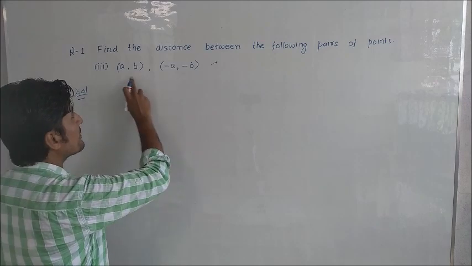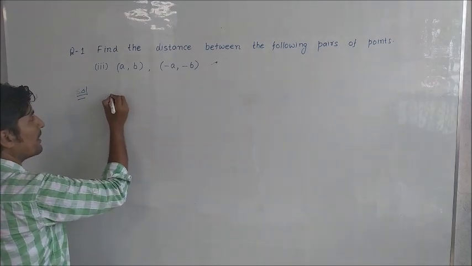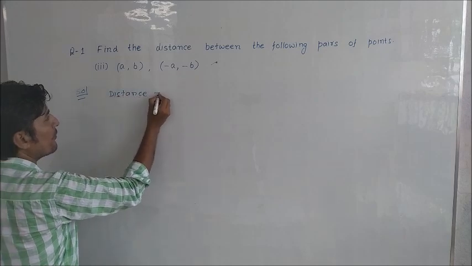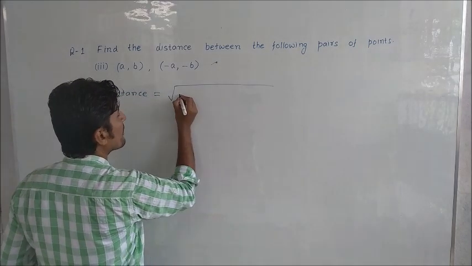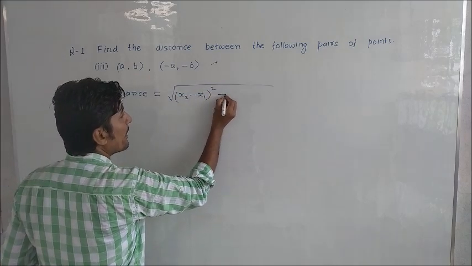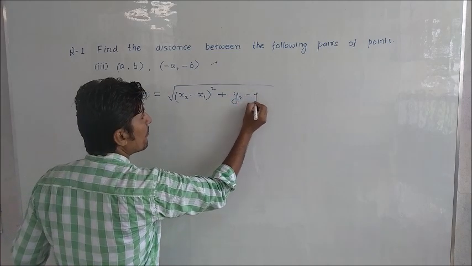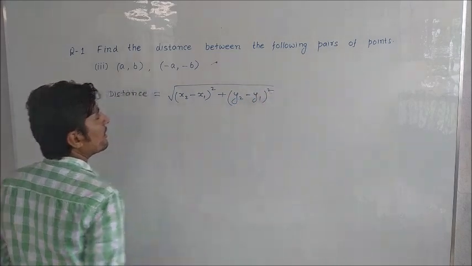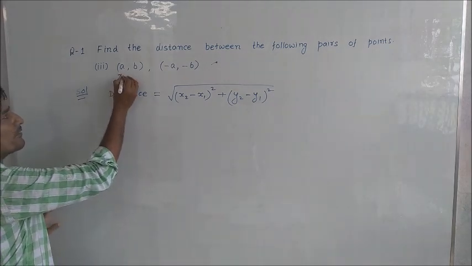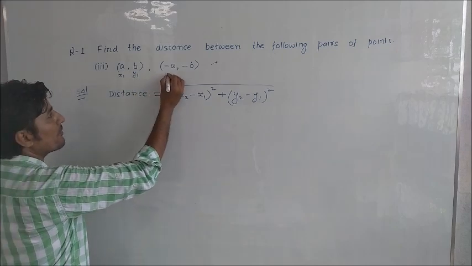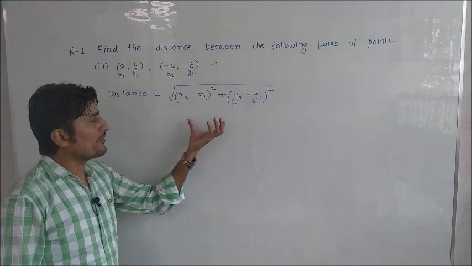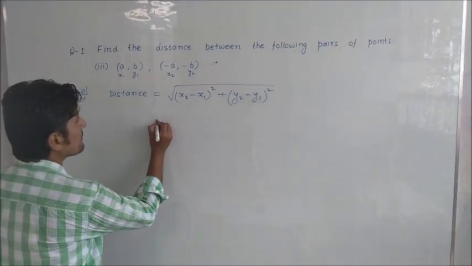To find the distance between these two points, we can use the distance formula. Distance will be equal to under root x2 minus x1 whole square plus y2 minus y1 whole square. Here the coordinate of the very first point can be taken as x1, y1. This will be x1, this will be y1, this will be x2, this will be y2.